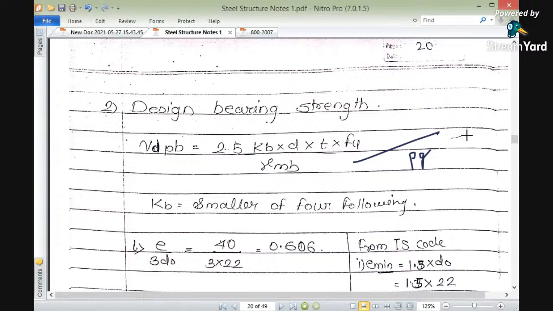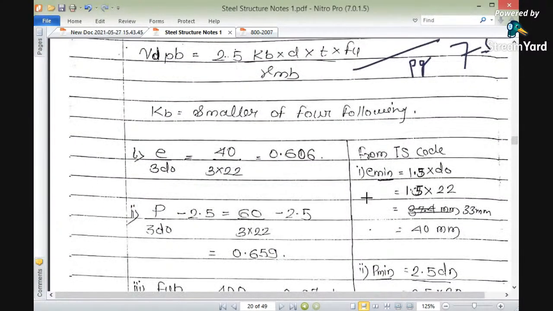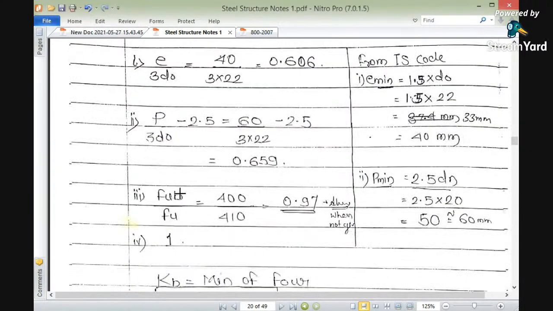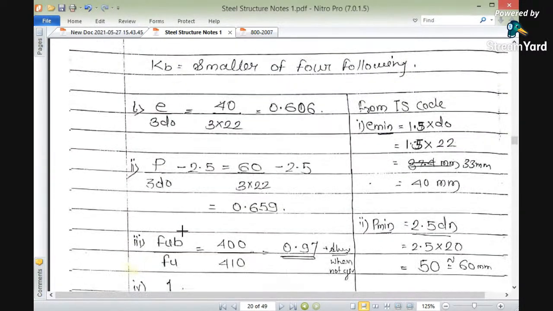from page number 75. Kb is the smaller of four values. What are these four values? e divided by 3d0, p divided by 3d0 minus 0.25, fub by fu, and 1. So these are the values.